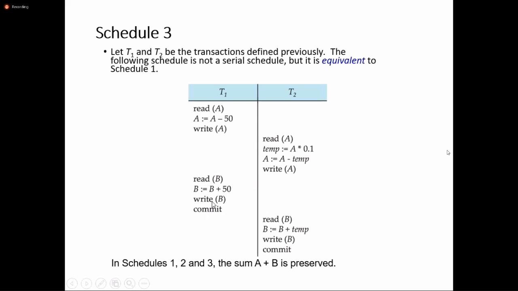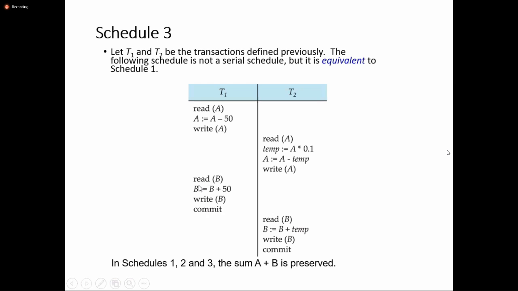Then this is also possible, as in the first schedule's balance. Now how much? A is 950, then 10% is 95, then deduct it: 950 minus 95, 855 for A.